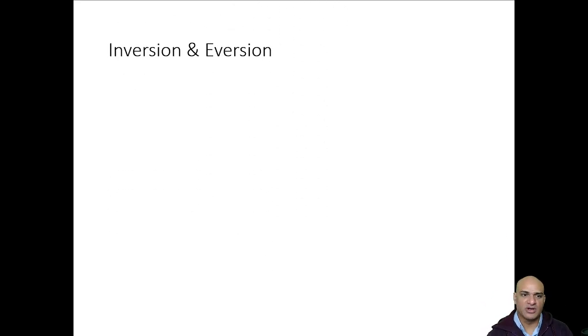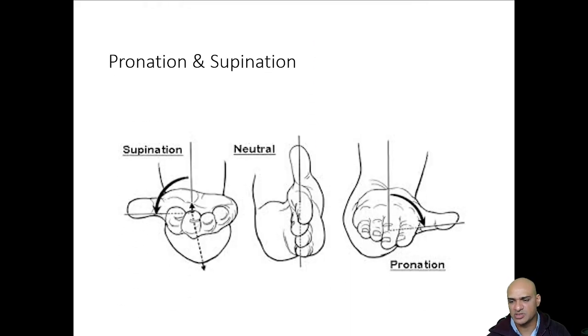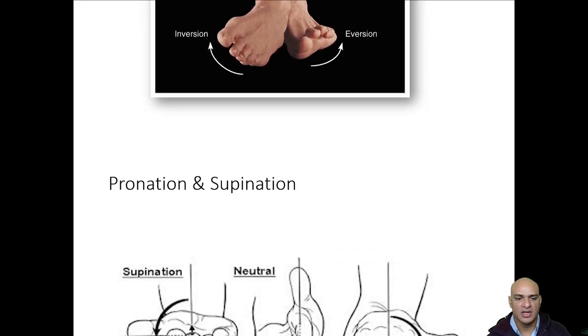Next movement in the frontal plane is inversion and eversion, and this is only with respect to the foot. So what's an inversion? Inversion is when the bottom side of the foot, that means the plantar side of the foot, is coming towards the midline. That's inversion. And if the plantar side of the foot is moving away from the midline, it's called eversion. So those are the movements which are possible in the frontal plane.